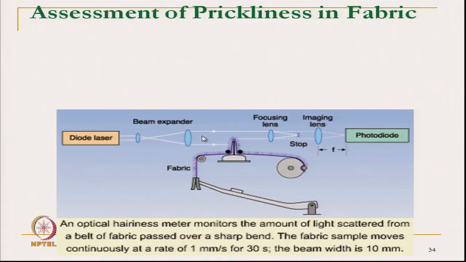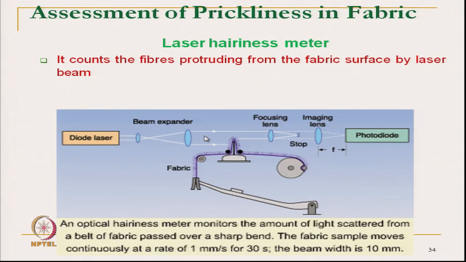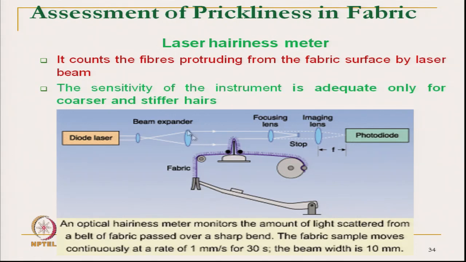And the next technique is an optical system, as we have seen in the Wooster hairiness tester. It counts the fibers protruding from the fabric surface. So, this is the fabric surface, this is the fabric roll, it is the fabric let off, and here is the take up arrangement, and there is a knife edge through which the fabric is moving. Whatever hairs are protruding here will scatter light, and this scattered light will be received by the photoreceptor. So, this is a similar method.